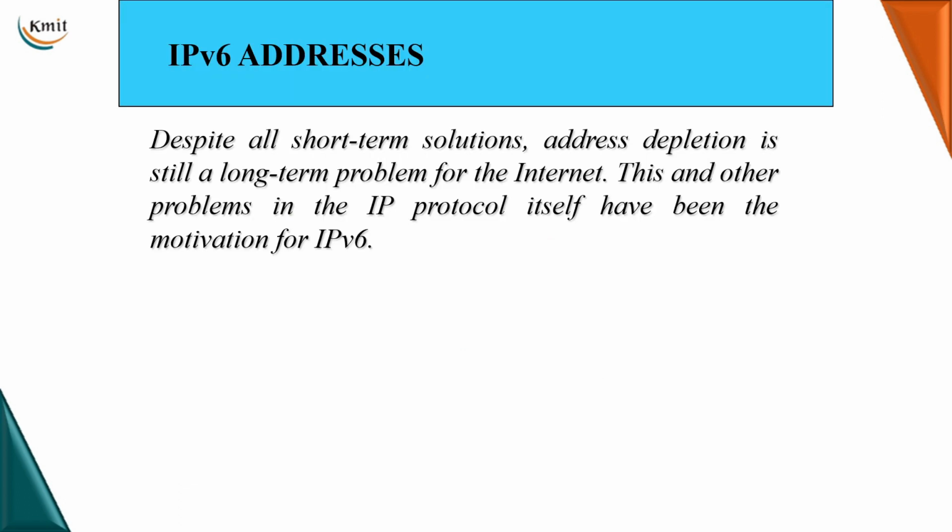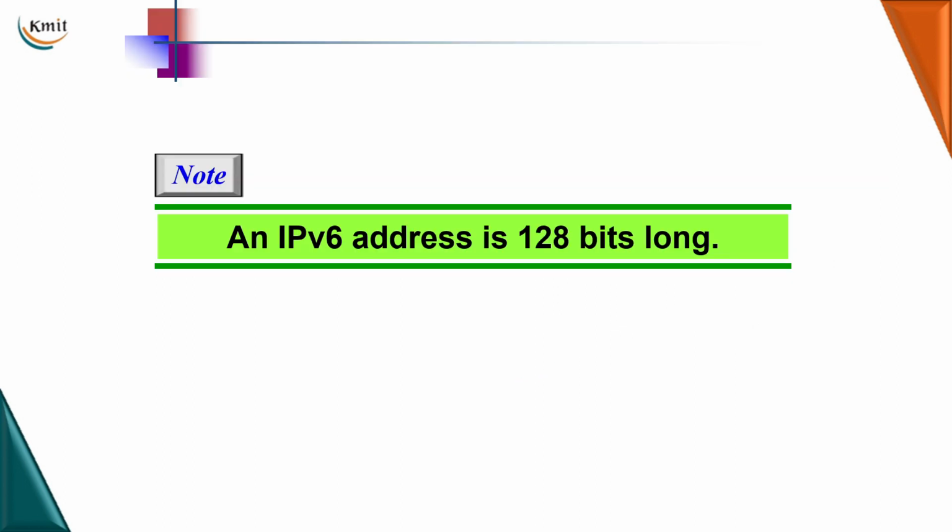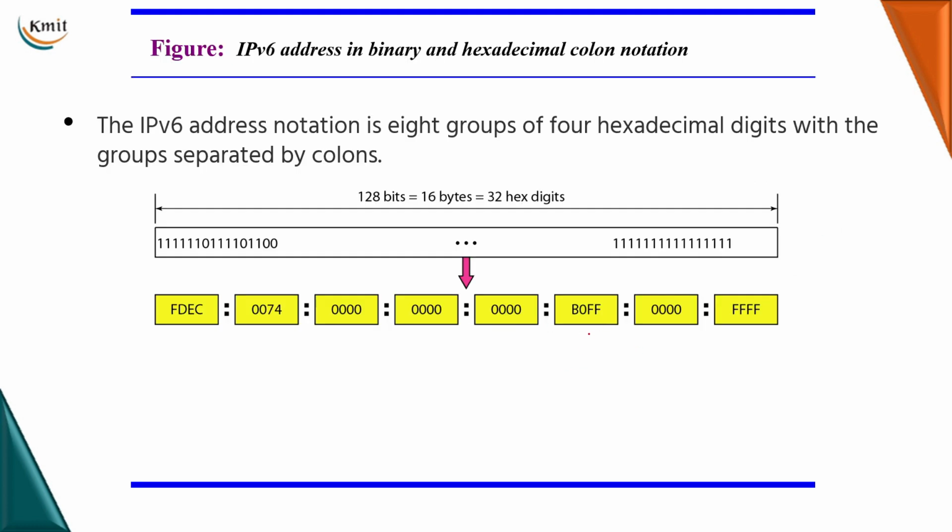Now, let us forget about all the problems of address depletion, IPv4 addresses, classless addressing and all that, because we have now increased the address space from 2 power 32 to 2 power 128, which means a trillion addresses are available using the IPv6 address. An IPv6 address is 128 bits long, where the address space is 2 power 128, wherein a trillion devices can be given IP addresses.